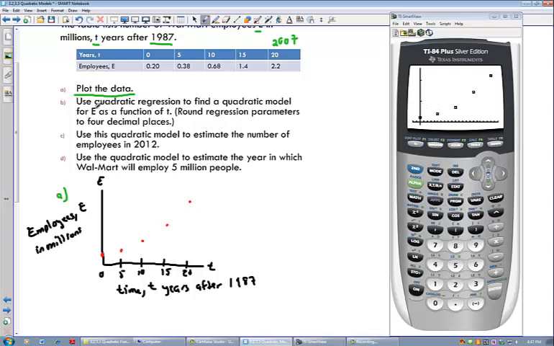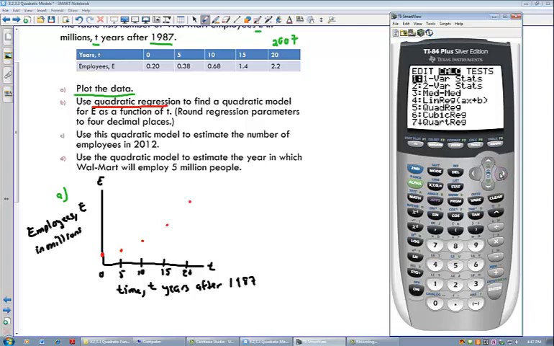And then in part B, I want to use quadratic regression to find a quadratic model for E as a function of t and round the regression parameters to 4 decimal places. So to do that, you simply hit the Stat button, go over to Calculate, and then go down to quadratic regression. Last time we did linear regression. Now we'll do quadratic regression. Hit enter, and out pops my answer.